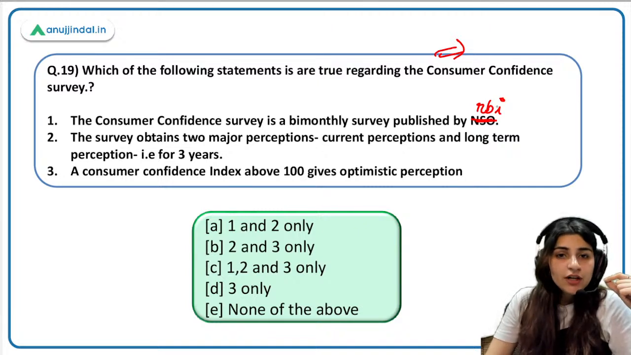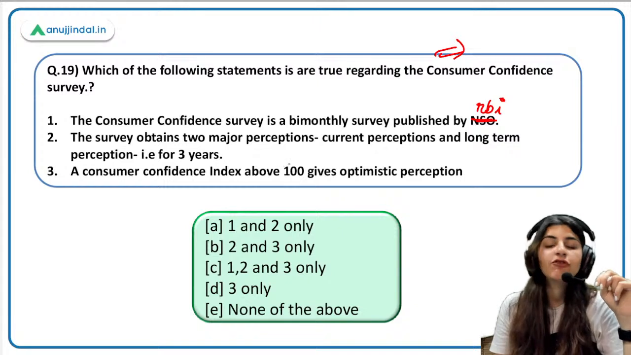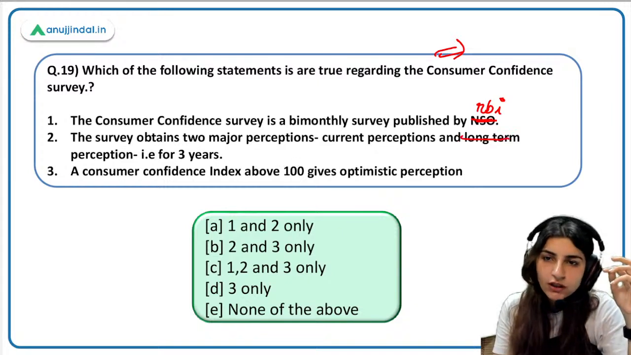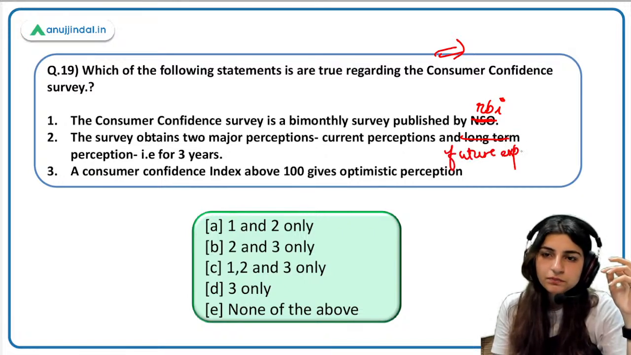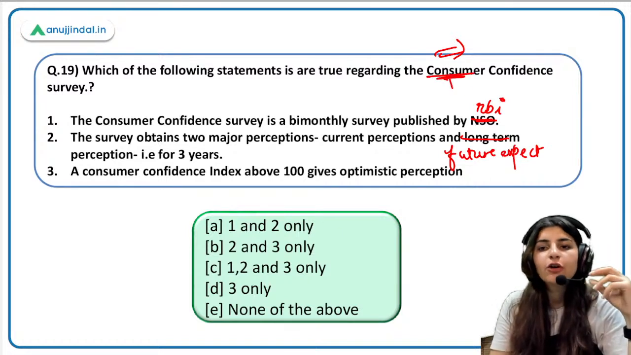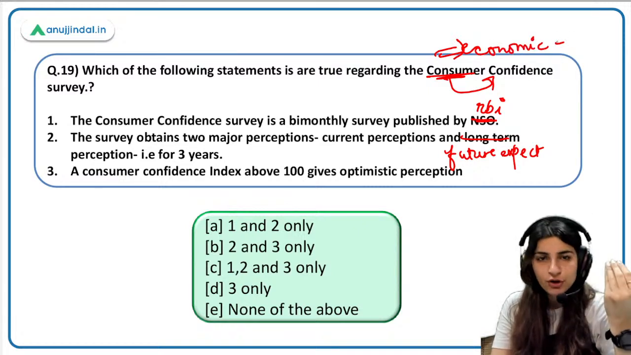Now, the survey obtains two major perceptions, current perception and long-term perception, that is for 3 years. This might look like a right statement, but it is not long-term perception, it is future expectation. So what happens is, does the consumer out there feel confident about the economy, about the economic conditions, about the demand that is going to be there? What is the perception of a consumer?